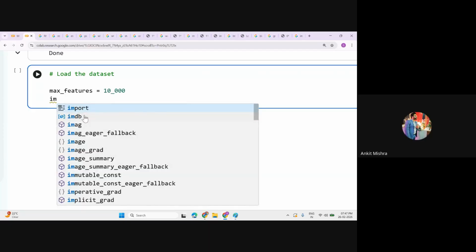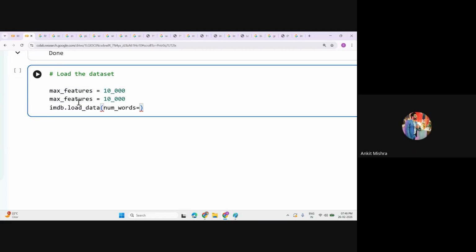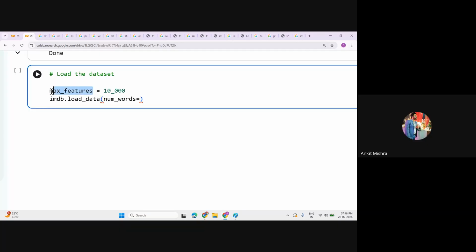I'll just simply hit this IMDb. Inside this, I'll get my method, which is called load data. And I'll just simply give the number of words that we want. And we know that the number of words is like the maximum features. When I run this now, class, this will give me the xtrain, xtest, ytrain, and ytest data set directly.